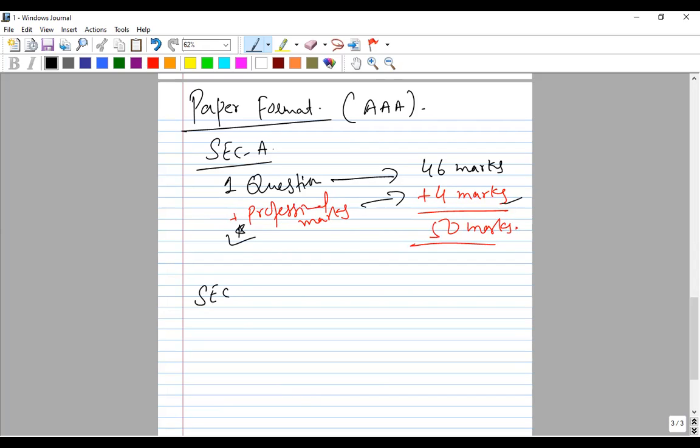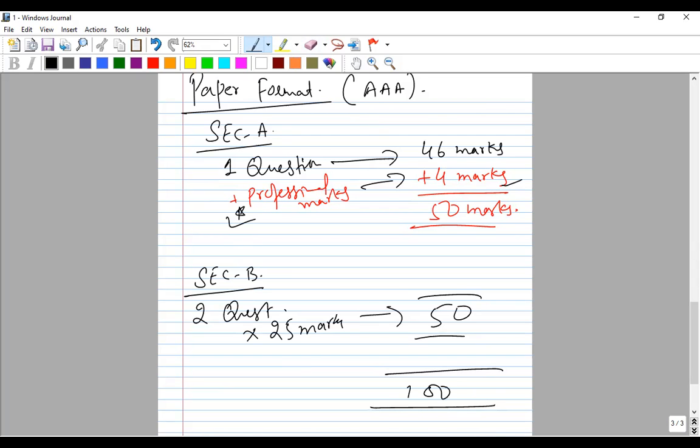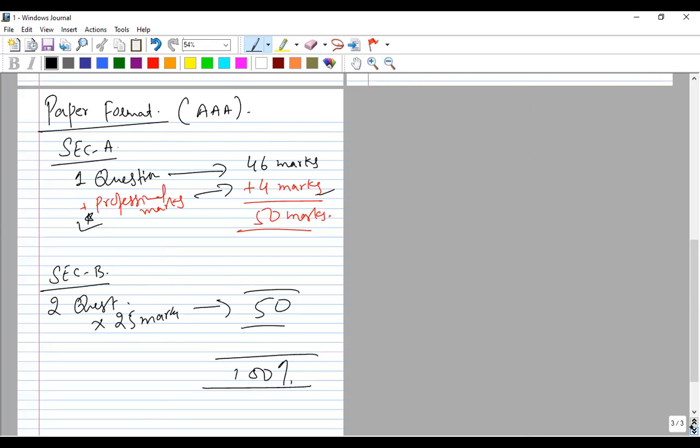Number two, there is section B, and section B includes two CRQs, two questions worth 25 marks each. Now that becomes 50 marks, totaling 100%.